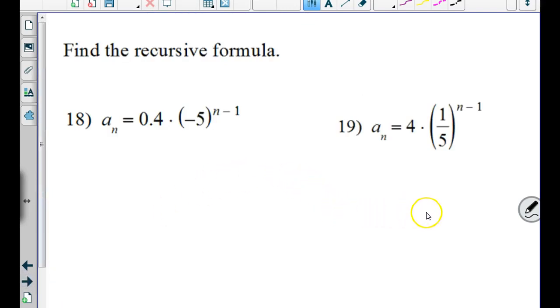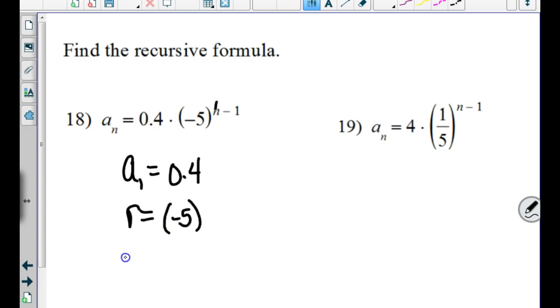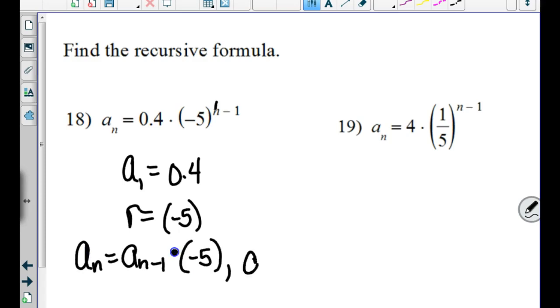All right, find the recursive. Well, can you tell what a sub 1 is? You could put in a 1 if you needed to on your calculator. This would turn out to be negative 5 to the 0, which would be 1, so you'd end up with 0.4. Okay, and what are they multiplying by over and over? 5. So how would we write it as a recursive? We'd say a sub n equal, where a sub 1 is 0.4.